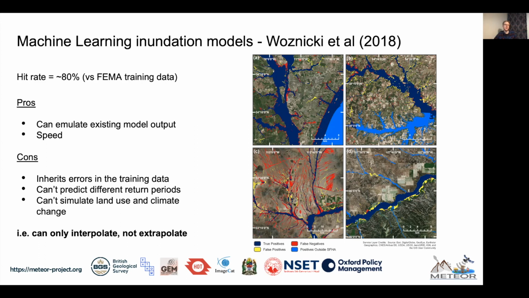It can only predict within the range of the training data. It also obviously inherits any errors within the training data, and it can't be used to simulate things like land use or climate change. So machine learning techniques are fundamentally limited to interpolation only. They can't be used to extrapolate into new conditions.